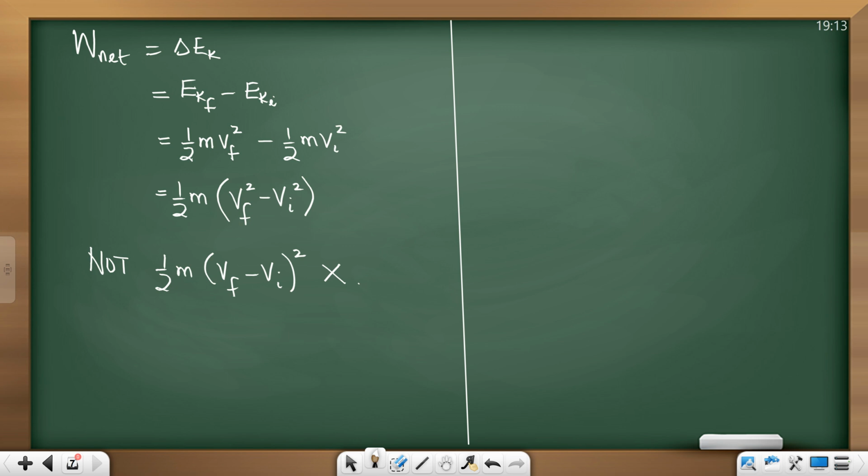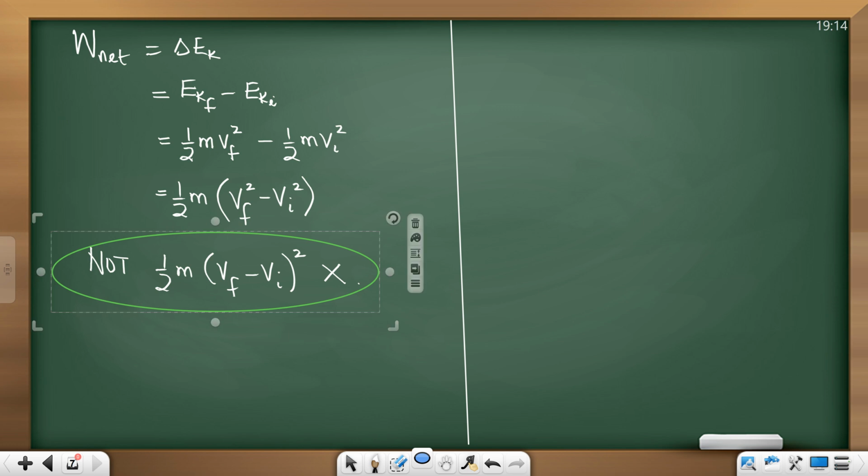One of them is a difference of 2 squares. The other one is a binomial. So please take note. Don't factorize the squared. That's wrong. It is squared and squared there. So this is my work net. Are we okay, everybody? So that's the formula we're going to use to calculate. Work net is 1/2 m. Please don't take this 2 outside. Once you take it outside, it means a completely different thing mathematically.